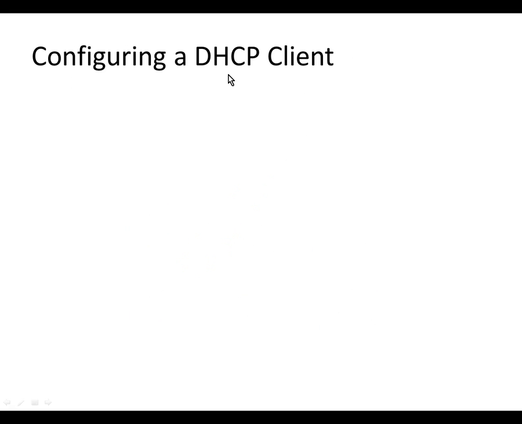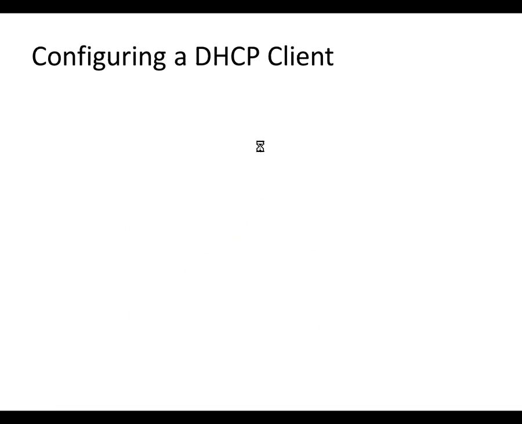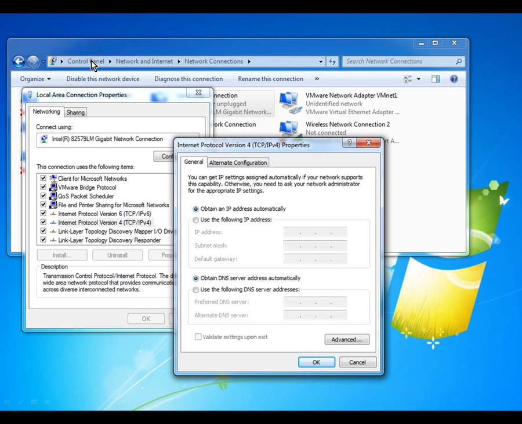To configure a DHCP client, in other words, to configure a workstation to grab its IP address from the DHCP server, here's what we do. We go into Control Panel, Network and Internet, Network Connections, and then under TCP/IP version 4 Properties, we click on Properties, and instead of typing in an IP address, we click on the radio button that says Obtain IP Address Automatically. In fact, that's the default when you install Windows 7. When you install any copy of Windows.